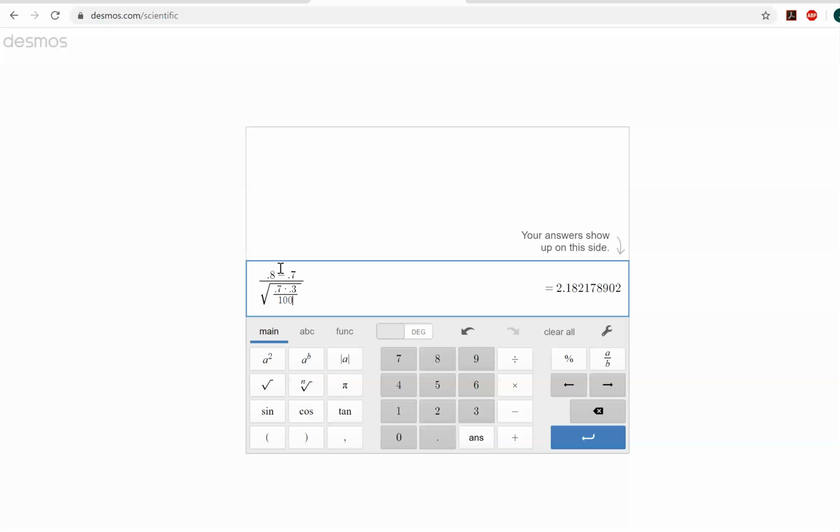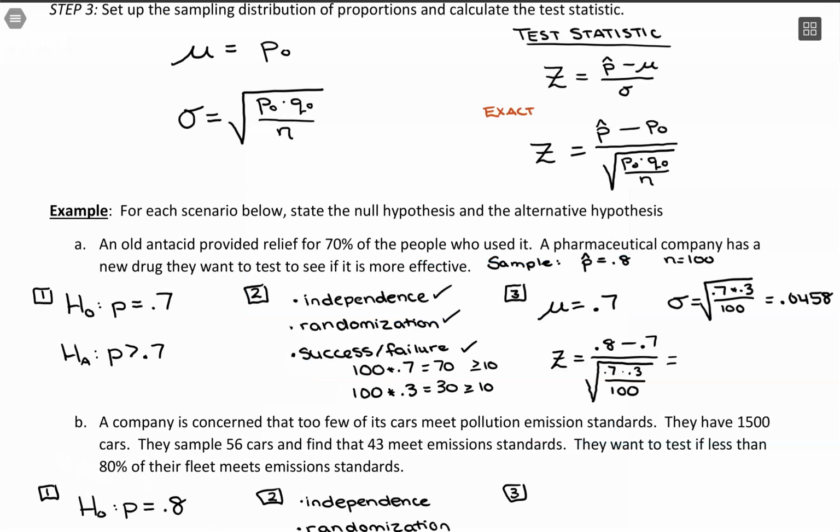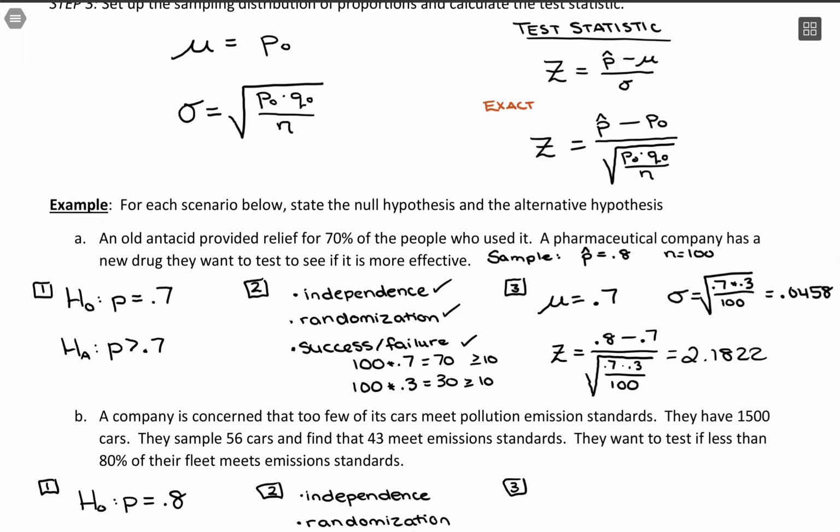Just make sure that things split correctly. If you try to write this out with parentheses, it's very common to make mistakes. Make sure that square root is over the entire denominator there. A good idea, if you're watching this video, is to bring up your calculator and make sure you can plug it in the same way that I've done here to get the same answer out. All right, so with that, that is a 2.1822. So that would be our test statistic if we needed it.